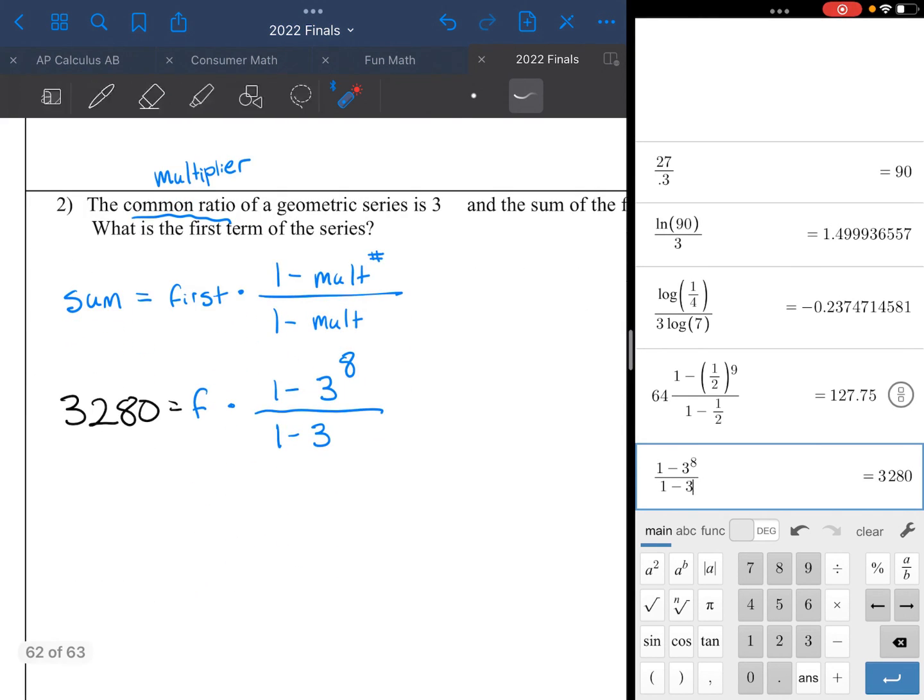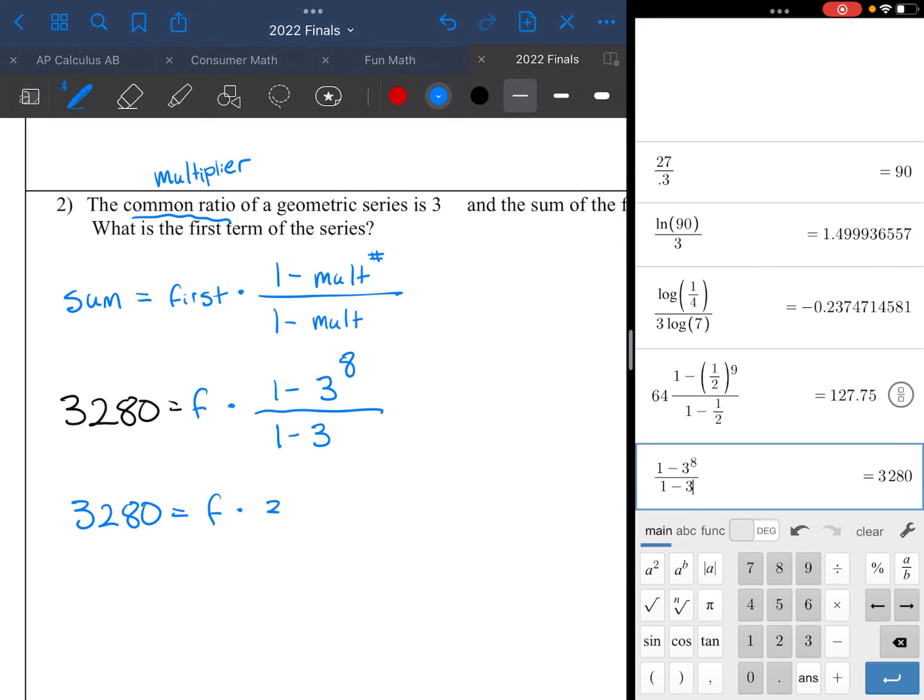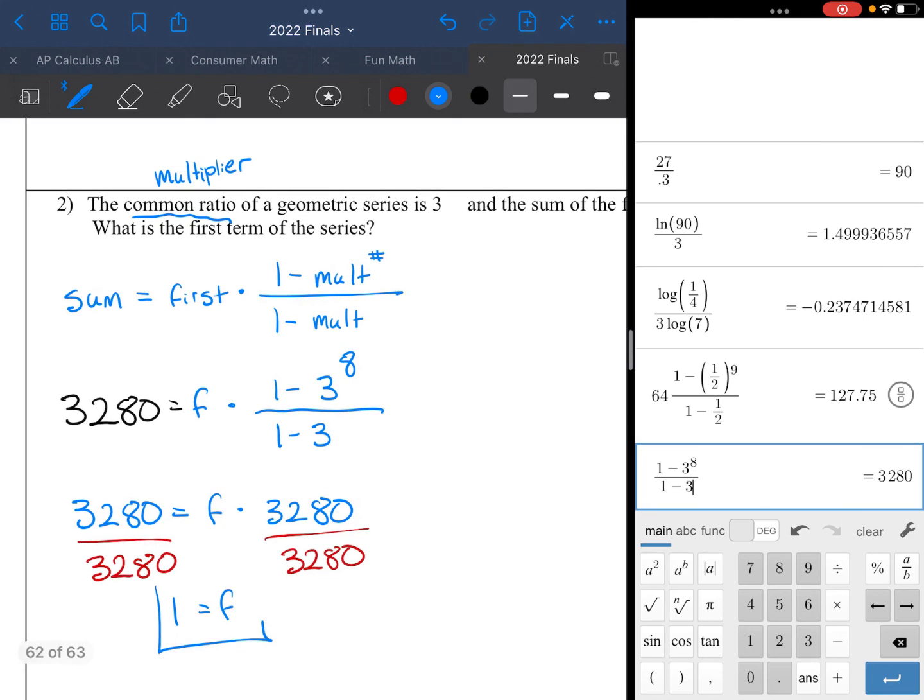Let me rewrite what we've got so far. We have 3,280 is equal to f times 3,280. Divide both sides by 3,280. And we've solved for f. Oh, I should do that in blue. f is equal to 1. The first term was 1. That's probably an easy number to remember for the final.